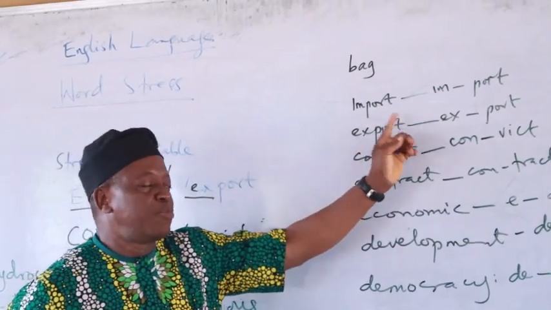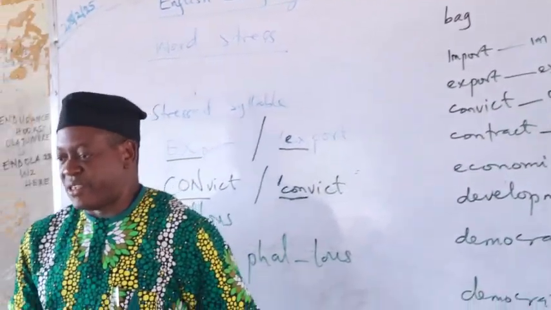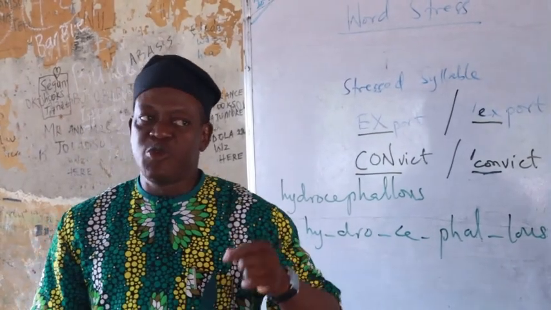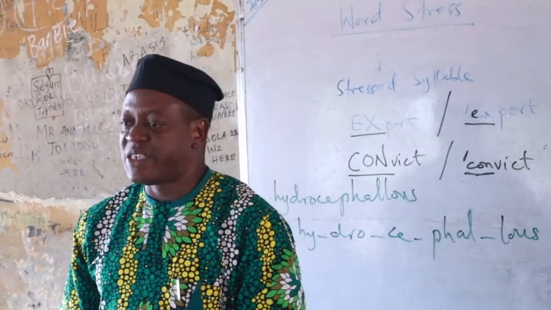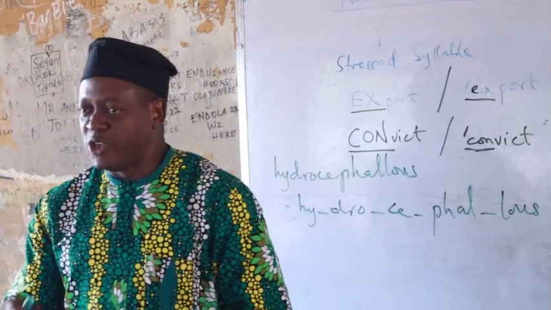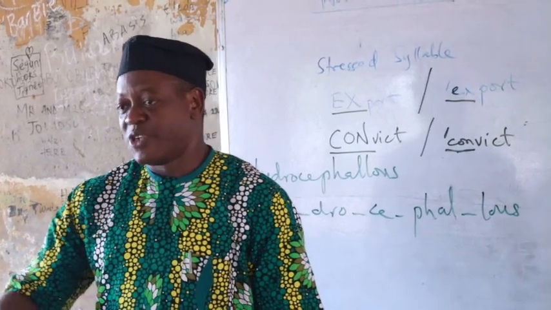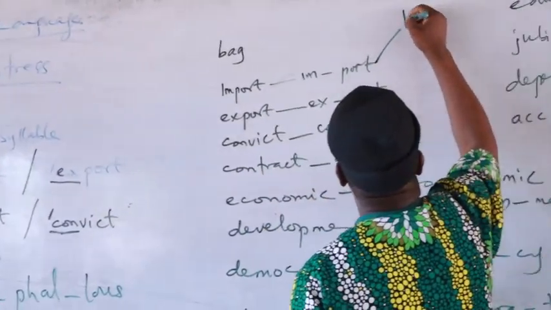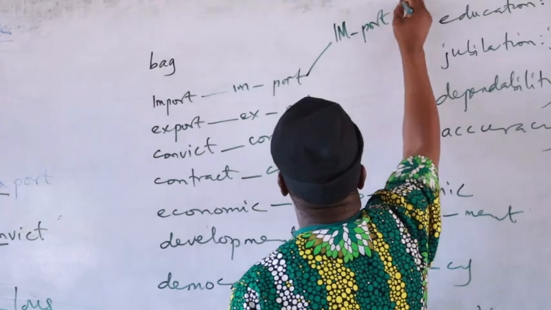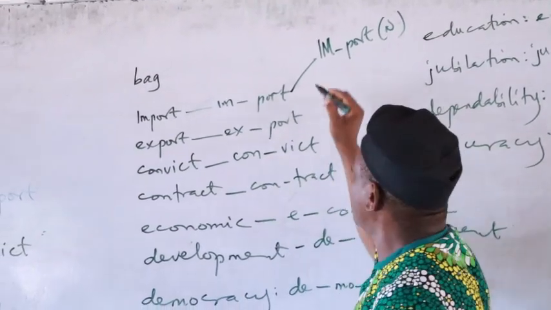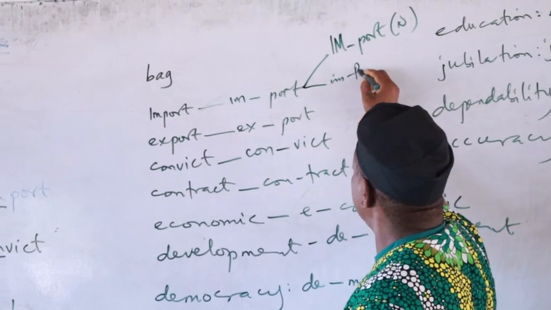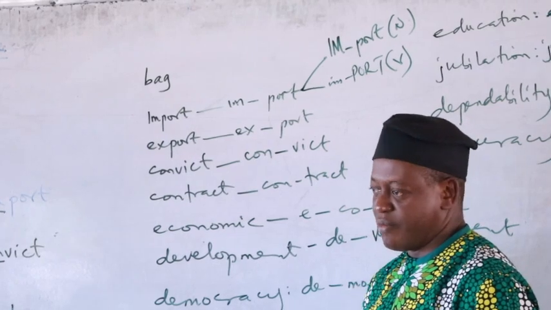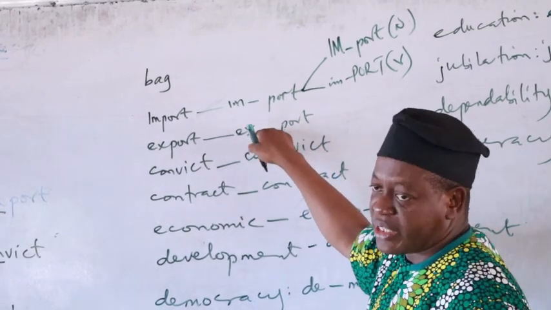If a word has 2 syllables like this, such words will be noun and verb at the same time. When used as a noun, stress that word on the first syllable. When used as a verb, stress the second syllable. For instance, this could be import. That is a noun. It could be import. That is a verb. The same thing is applicable to the second or the third one here.